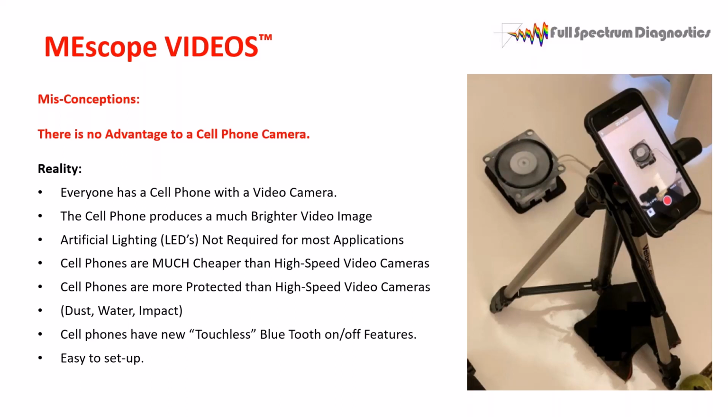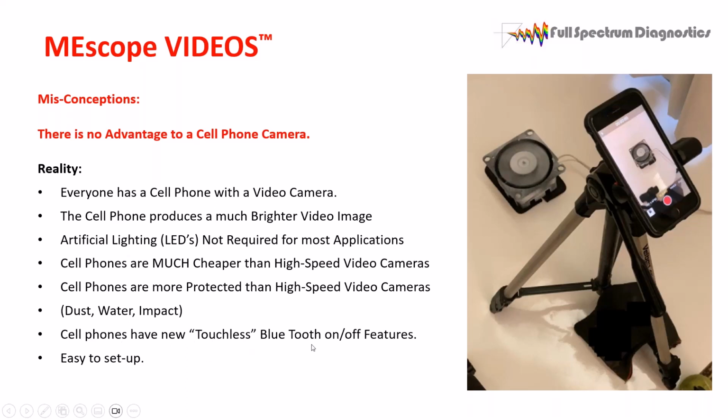Cell phones have new touchless Bluetooth on and off features. So you try to remove as much vibration due to you as possible. So we put it on a tripod you see here, and we're not holding it. Please don't hold it. The other thing is, don't do any zoom on this. You can zoom in later, and you can crop, and you can do whatever you want to do. But if you need to be closer, then move the entire tripod closer if you can. Otherwise, if you zoom in, it wrecks your animations and drives you crazy trying to figure out why.